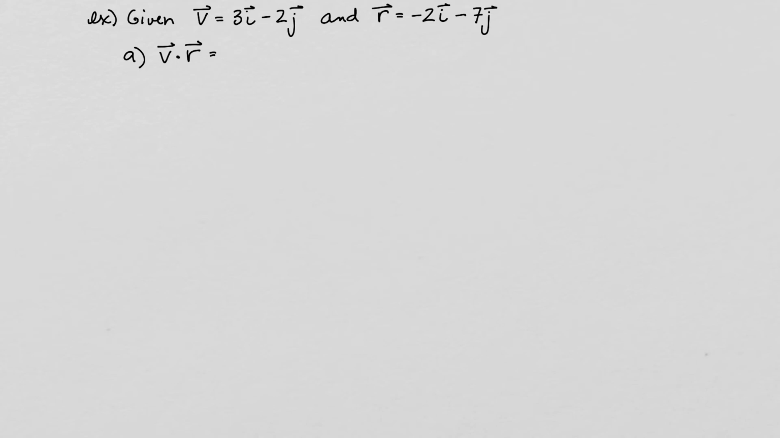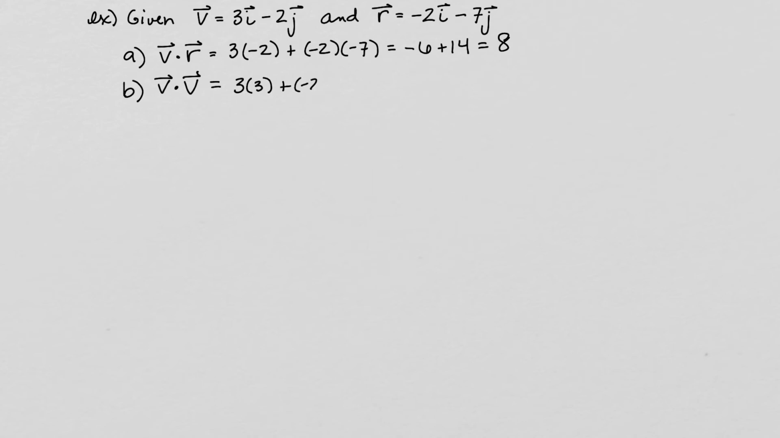So in this case, again, multiply the x components. So 3 times negative 2 plus multiply the y components, negative 2 times negative 7. So we're talking about negative 6 plus 14, which would be 8. And for b, just to try another one, we'll try v dot v again. So it's going to be 3 times 3 plus negative 2 times negative 2. So 9 plus 4, which is 13.